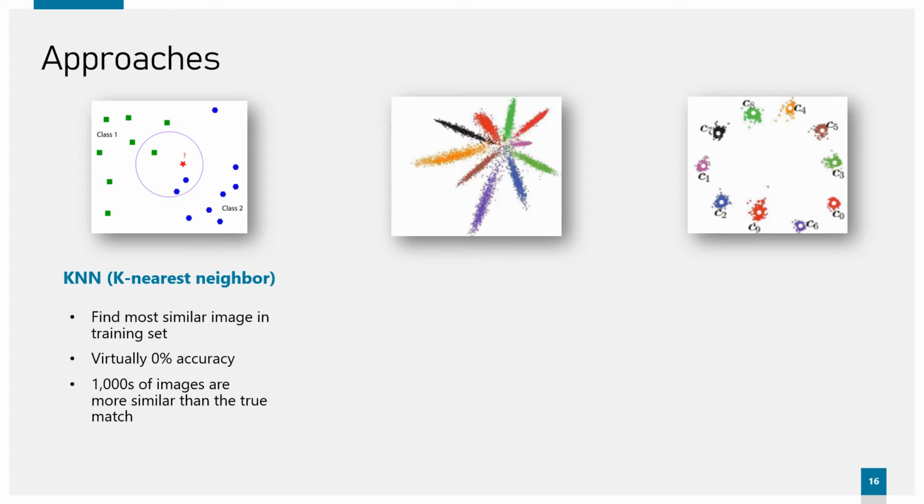The first one was k-nearest neighbor. This found the most similar image in the training set to the test image, and then based on the label of that most similar image, labeled the test image. However, this had virtually 0% accuracy, with the correct label being in one of the top 20 predictions, or nearest neighbors. Even though the model was able to identify if the true match was the same whale as the test image, it found thousands of images were more similar than the true match.